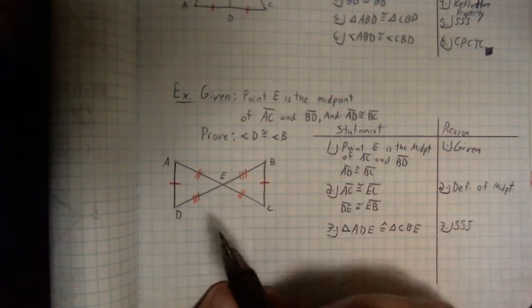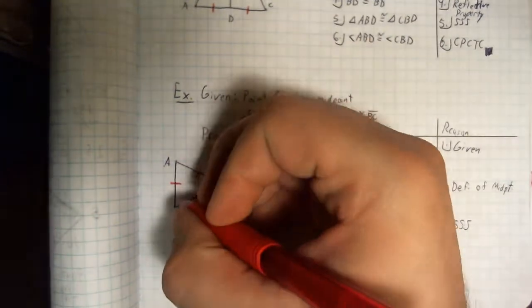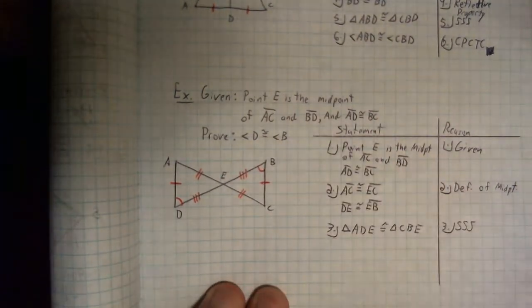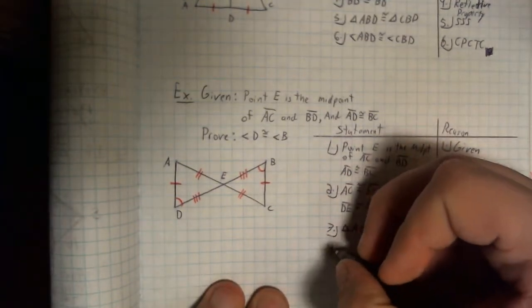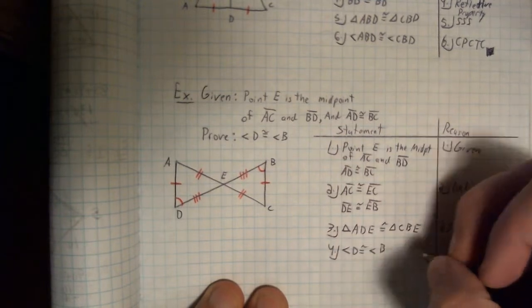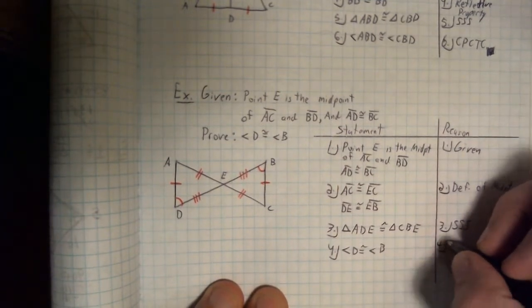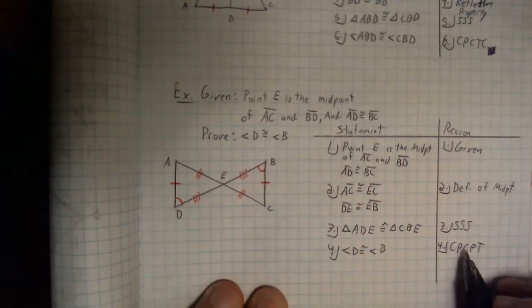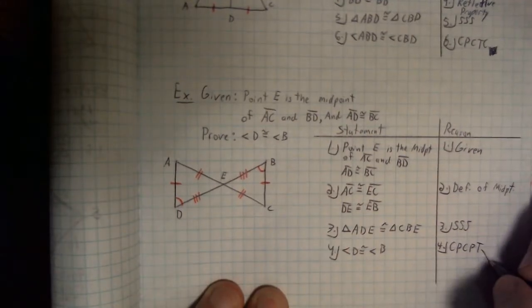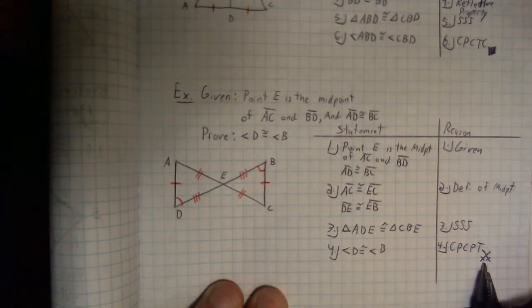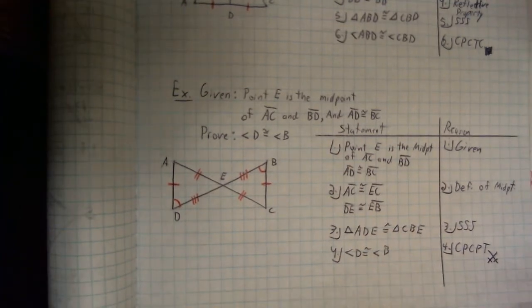Now that we have that, we do know that all the angles inside of the triangle are congruent, and the angles that we're looking for specifically are D and B, so we can say safely that angle D is congruent to angle B. Reason for that is because the corresponding parts of congruent triangles are congruent. We can also finish off our proof with the little crossing swords. That also shows us that we're done with the proof.